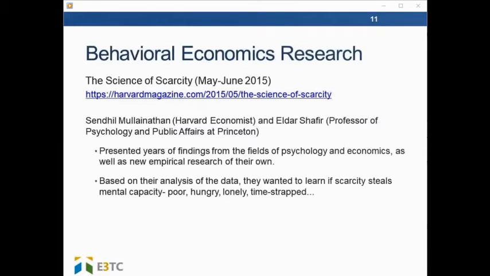So now shifting into some of the contemporary research in this area, we're talking about disability and poverty.